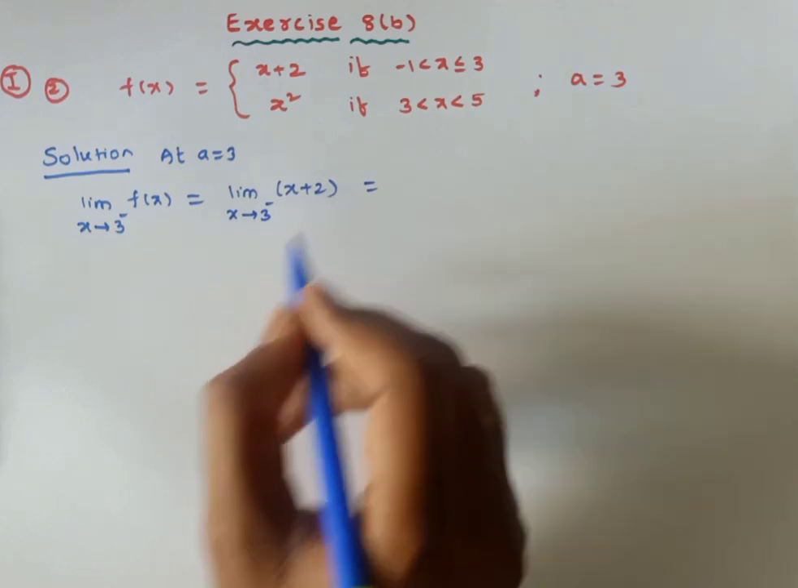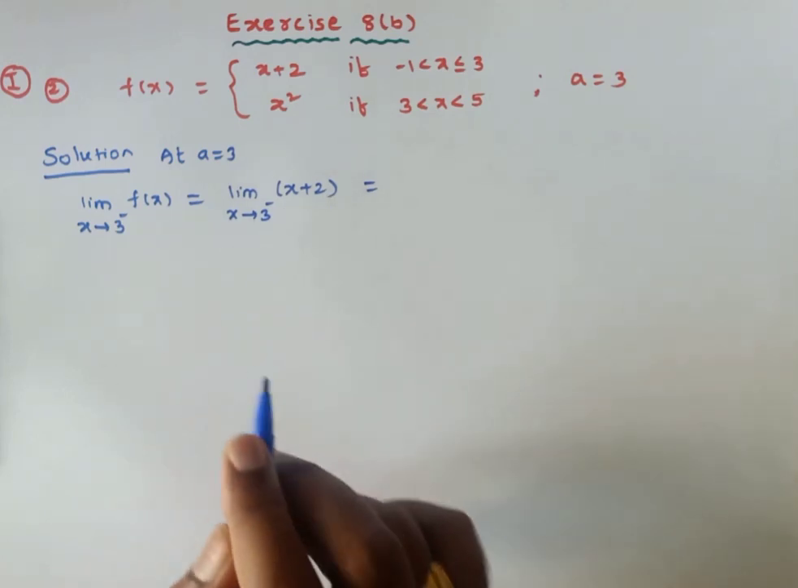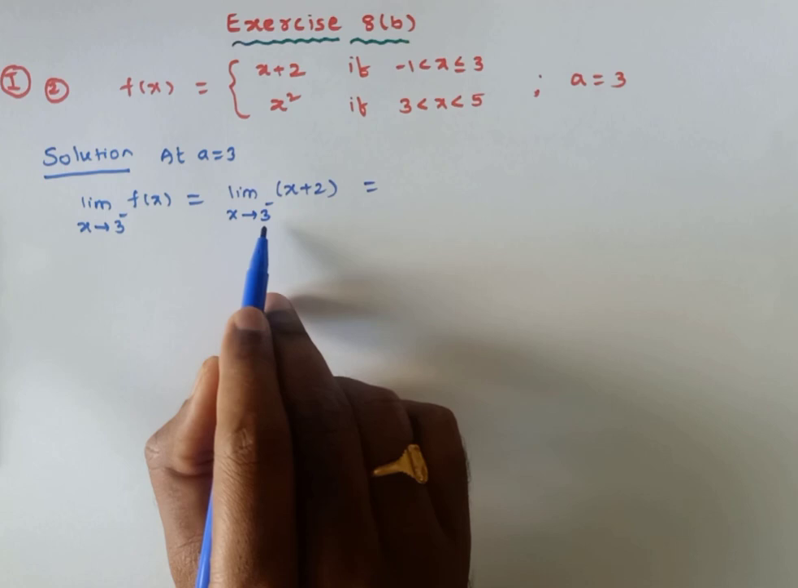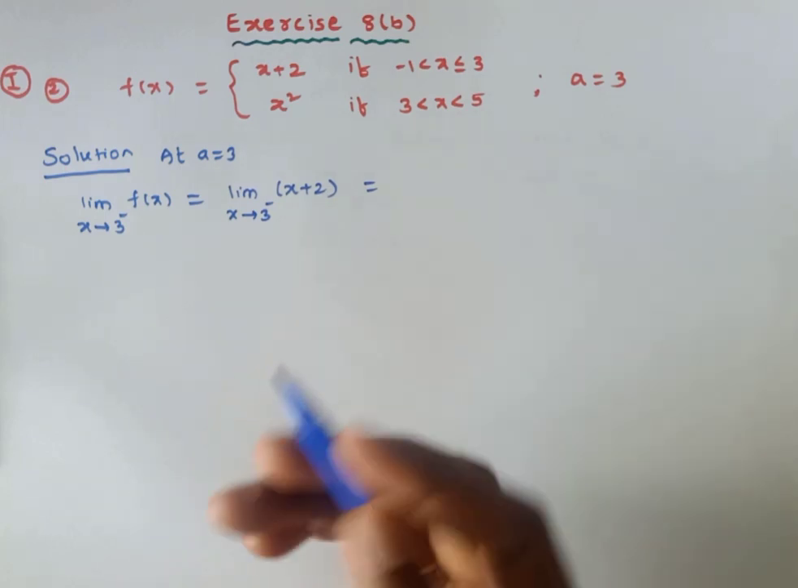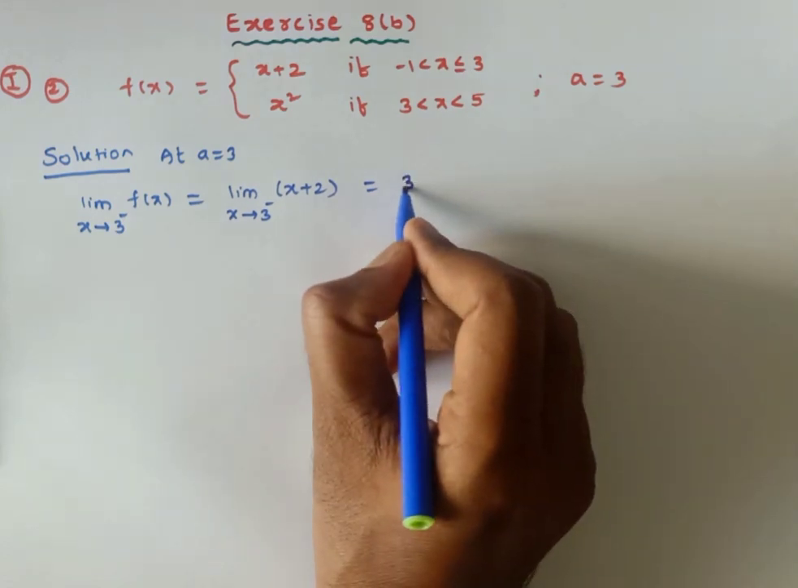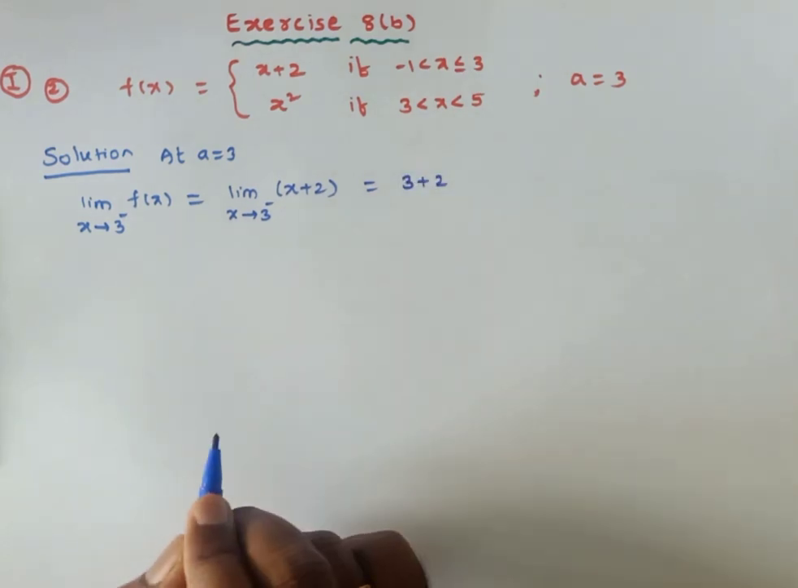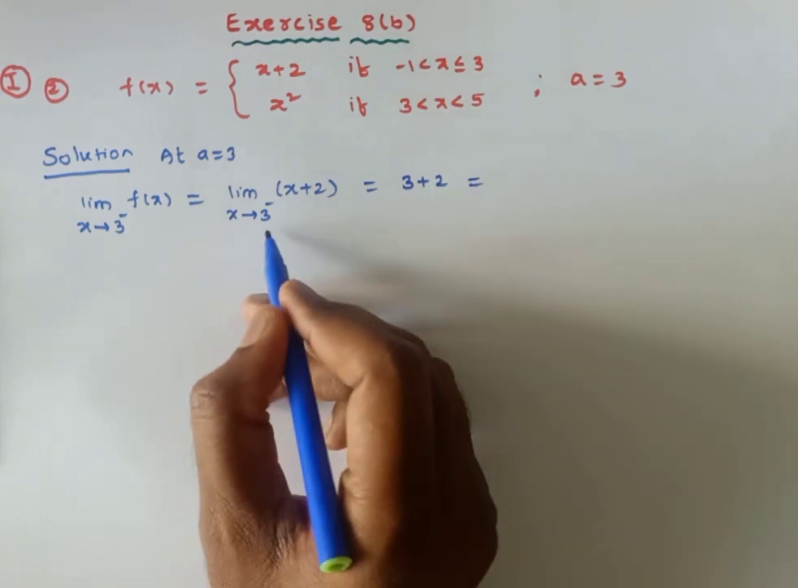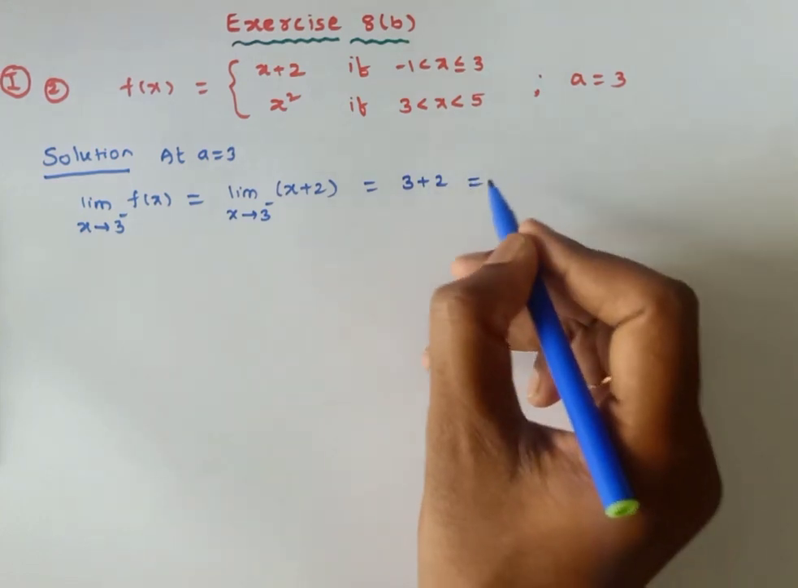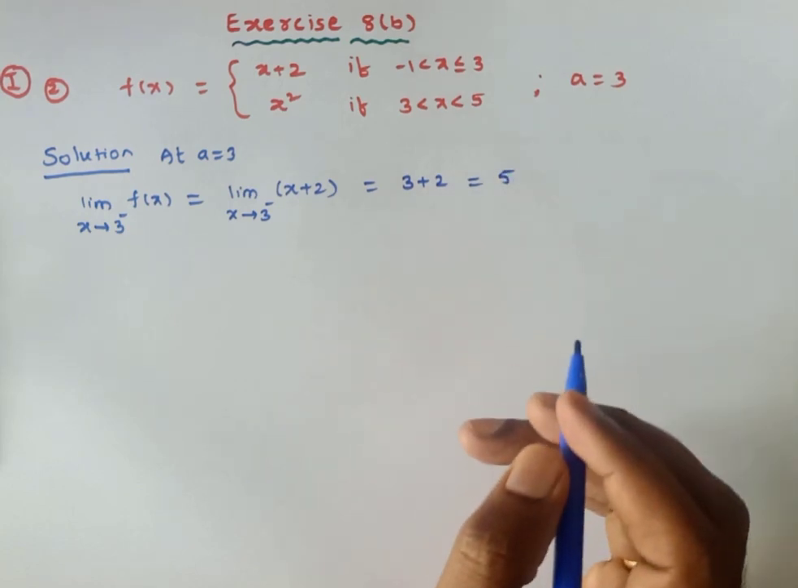Now the doubt comes: for 3 minus, do we apply 3 in x plus 2, or something less than 3? Here I am saying 3 minus is nothing but a little bit less than 3, so it is nearby 3 only. So simply you can apply 3, no problem. So it is 3 plus 2. The limit is nothing but approaching, as x is approaching 3. So here this value is 5.